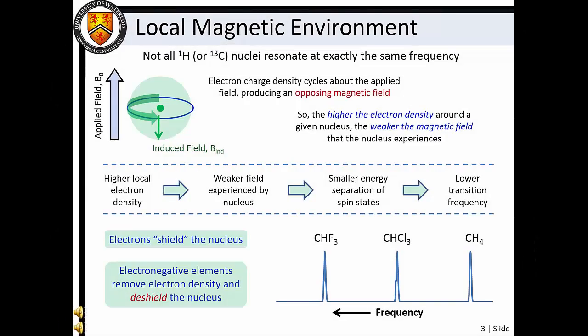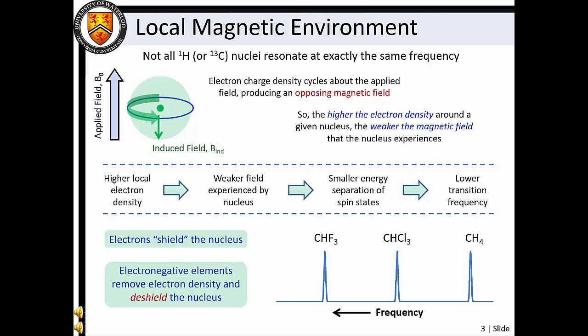It turns out that not all nuclei of a particular element resonate or have transitions at exactly the same frequency. When an external magnetic field is applied to a molecule, the electron density around the atoms begins cycling so as to produce an opposing magnetic field. Thus, the effective magnetic field experienced by the nucleus is slightly less than the applied magnetic field. The higher the electron density around a given nucleus, the weaker the effective magnetic field experienced by that nucleus, which results in a lower resonant frequency to induce transition between spin states. This phenomenon is referred to as electron shielding.